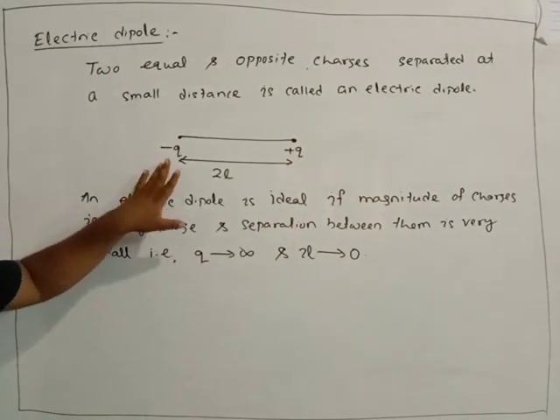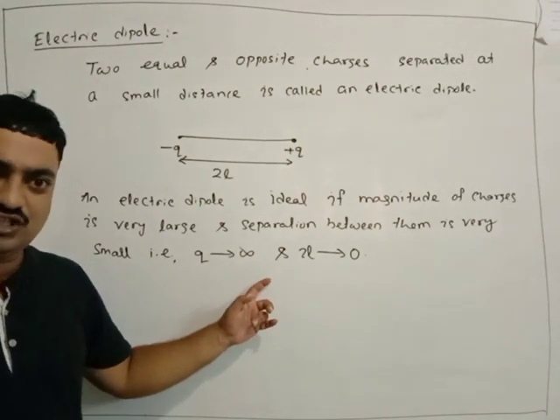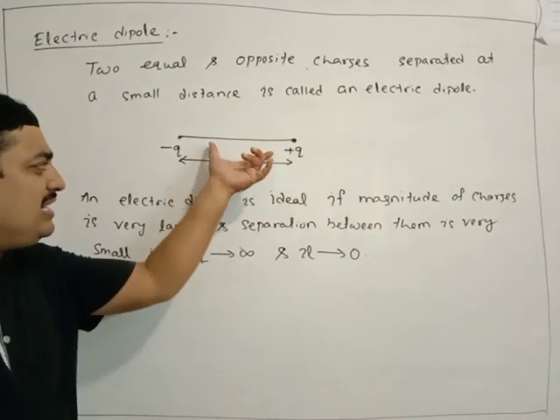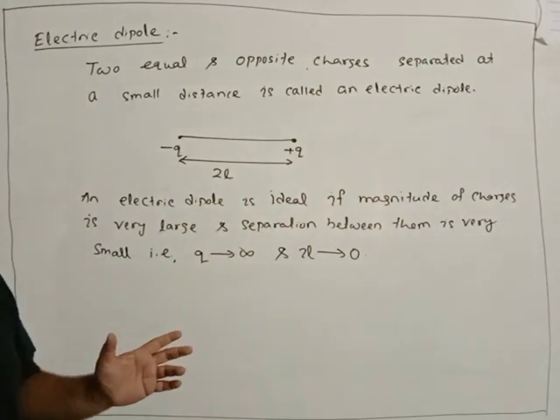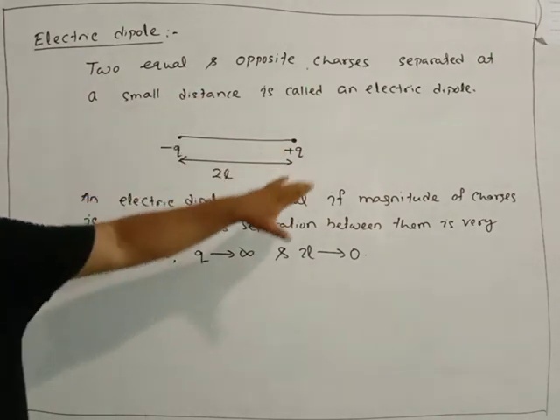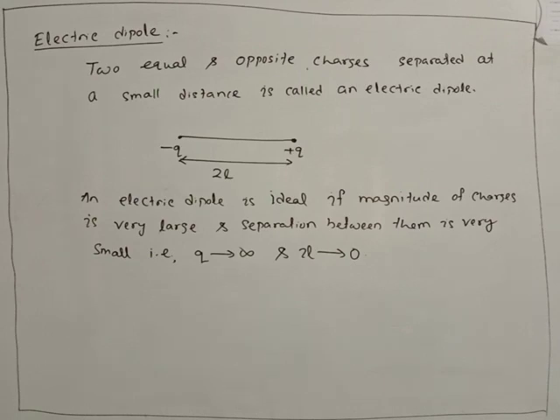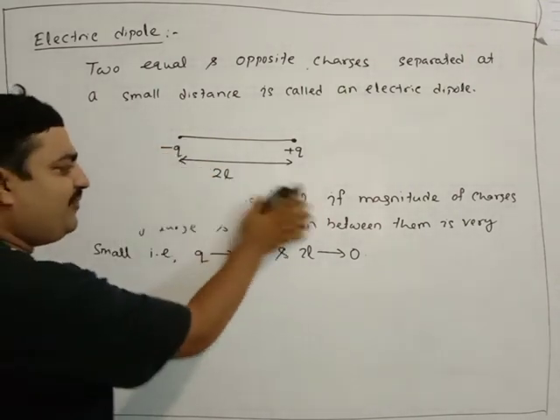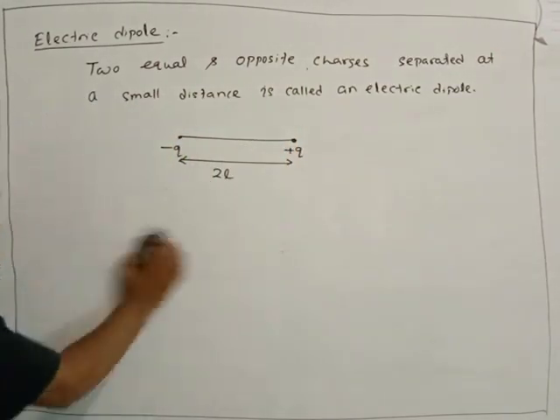What do we call an ideal dipole? Magnitude of charges very high, that means magnitude of charges tends to infinity. And distance is very small, that means 2l tends to 0. So this is called an ideal dipole. Now, how to measure dipole? The effect of dipole is measured in terms of dipole moment.